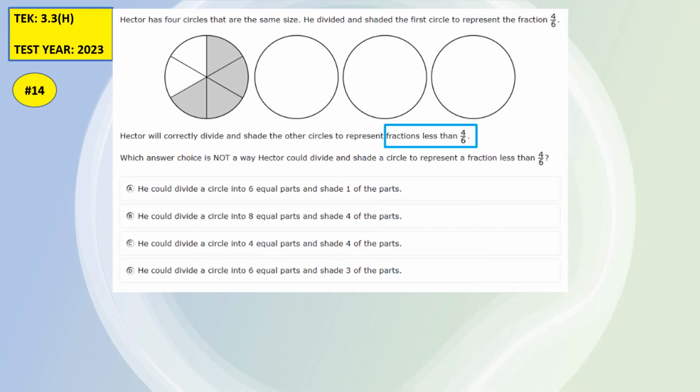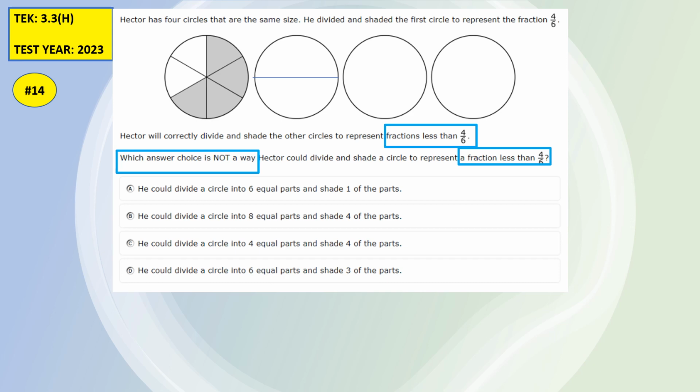Now remember, Hector is going to correctly divide and shade the other circles to represent fractions less than 4/6. Which answer choice is not a way that he could represent a fraction less than 4/6? Let's look at A. A says he could divide a circle into 6 equal parts and shade one of the parts. So let's divide this first circle right after the one that he correctly shaded as 4/6, right? Let's divide that very next circle into 6 equal parts and shade one of the parts.